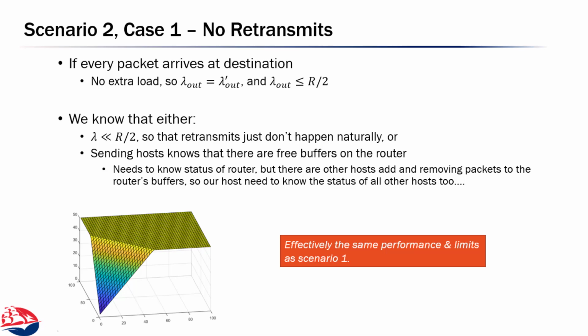So if every packet arrives at the destination, then there's no extra load, so lambda out equals the offered load. And as we saw before, lambda out was less than or equal to R over 2. And if we know that lambda has to be less than or equal to R over 2, so that retransmits just don't happen, or if the sending hosts know that there are free buffers on the router, then we know that we don't need to do retransmits.